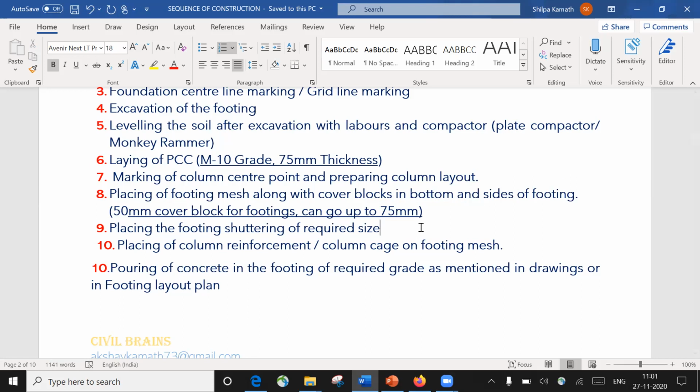You can refer to IS 456, it's mentioned there. But in most cases, what we do is 50. But if you're putting up a structure that is exposed to the sea, or let us say it is inside the water, in that case you have to go for more cover block, I mean more clear cover, that is 75. This is for the extreme condition. For general nominal, what we do is 50, right?